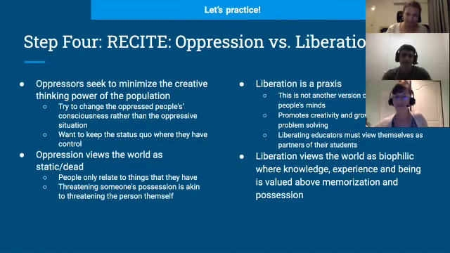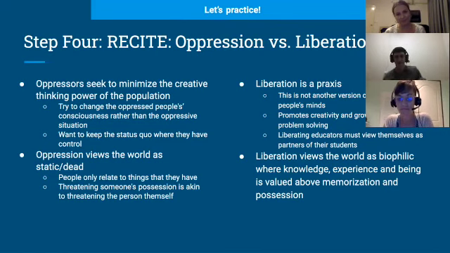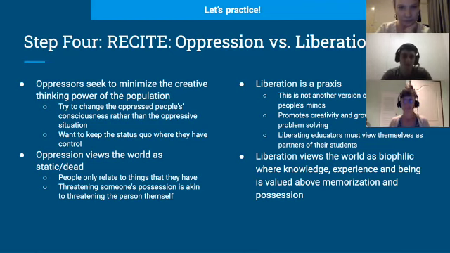For my portion, I chose to look at oppression versus liberation. I think you'll see with what Maggie just said, this all connects together. There's a lot of overlap. I tried to look at what he viewed as being oppressive, or the oppressors, how he defined those, versus what he was talking about with liberation or the liberators. First, oppressors seek to minimize the creative thinking power of the population. They don't want to promote critical thinking, like with that bank deposit knowledge. They just want to give you the information. They don't want you to come up with it on your own.